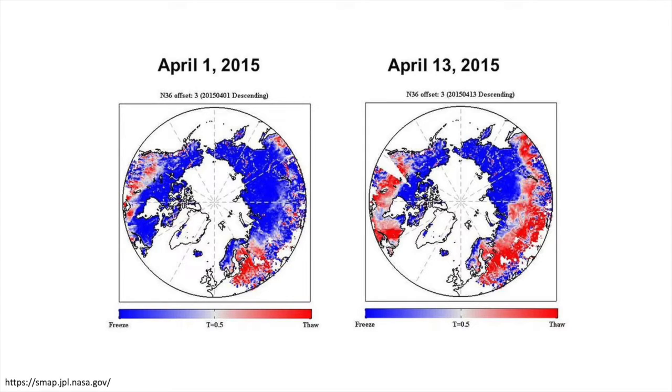Here's an example from the NASA web pages of frozen soils melting in spring. So just going from April 1st to April 13th, a 2-week period, you can see across much of the northern hemisphere, soils go from frozen to thawed out. It's going from blue to red.